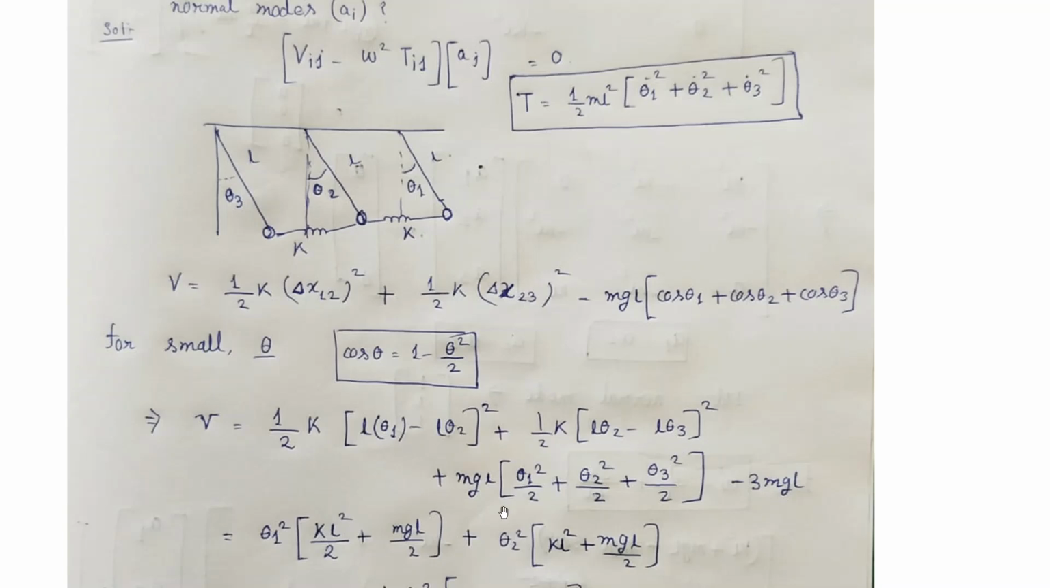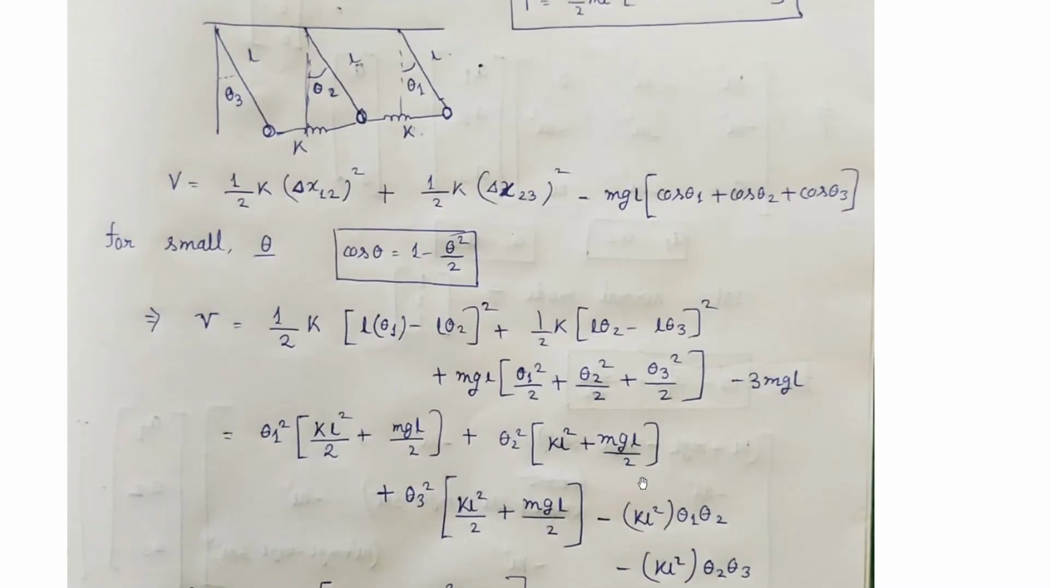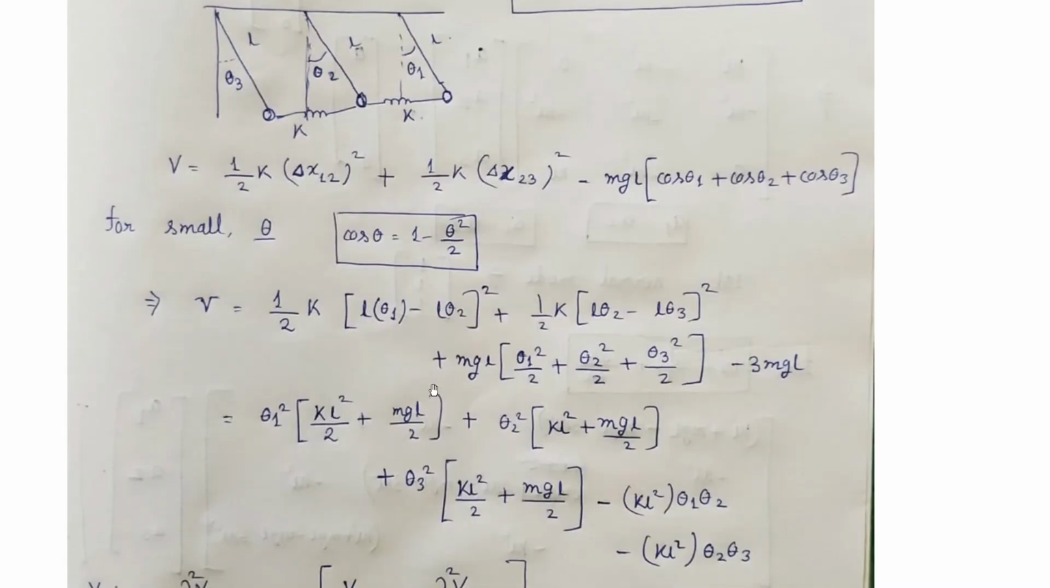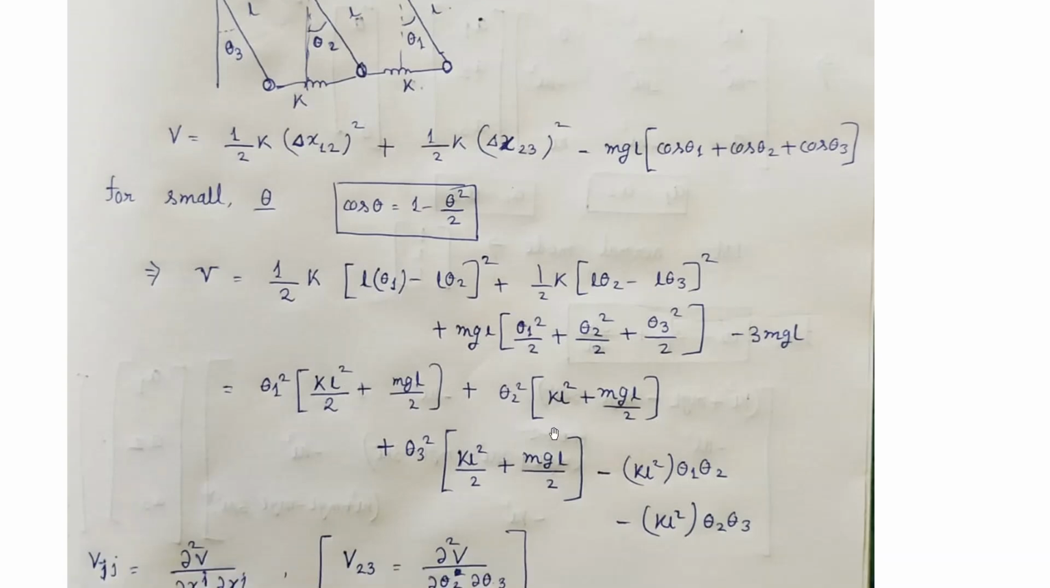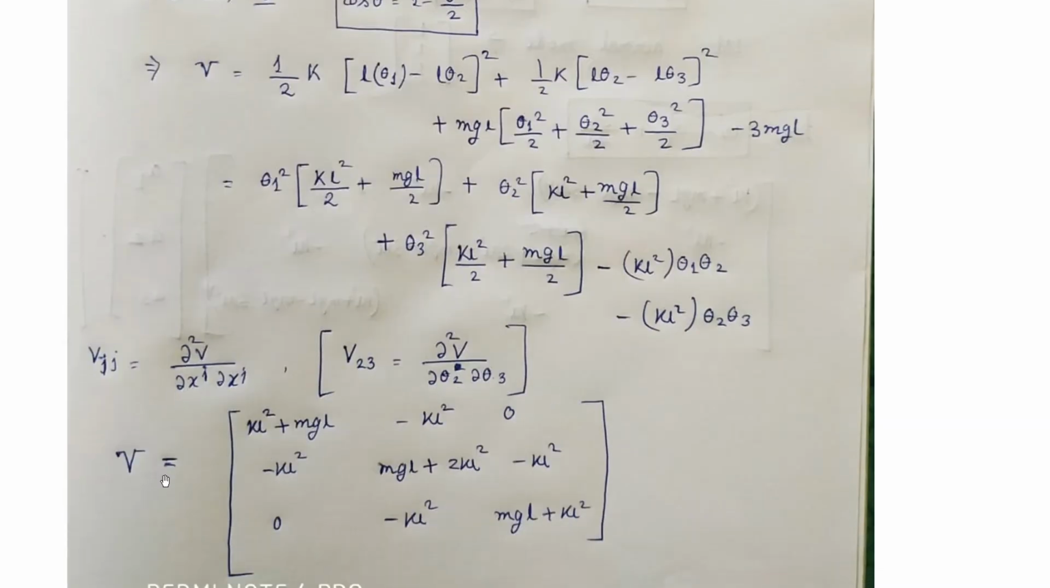Okay, so now our expression of potential energy is already ready. You can combine the terms of theta 1 squared, theta 2 squared, theta 3 squared, theta 1 theta 2, theta 2 theta 3, and there is no cross term of theta 1 and theta 3. Okay, so this is the total potential energy. Now you can find the matrix of Vij.